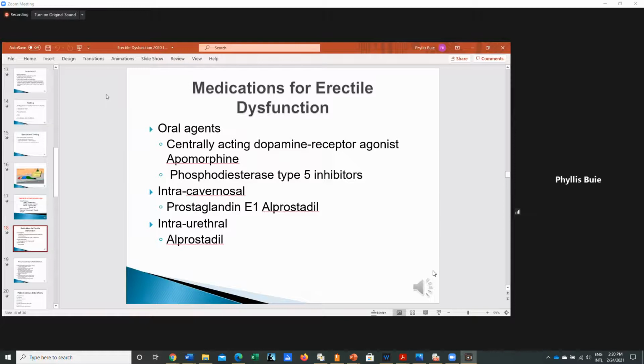Intracavernosal is another method that can be used sometimes, and this is where there is an injection into the penis with vasodilating drugs. And then there is an intraurethral method as well, to where a tiny little, like a suppository type, I guess it's actually a pellet, is inserted into the end of the penis through the urinary tract that causes an erection. And we'll look a little bit more at those in just a couple of minutes.